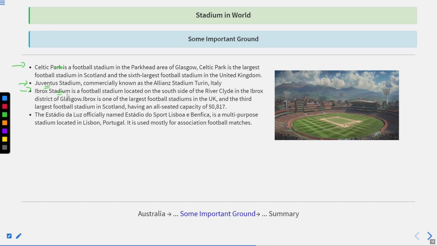Ibrox is one of the largest football stadiums in the UK and the third largest football stadium in Scotland, having an all-seated capacity of 50,817 people. Estadio da Luz, officially known as Estádio do Sport Lisboa e Benfica. It is a multi-purpose stadium located in Lisbon, Portugal, used mostly for association football matches.